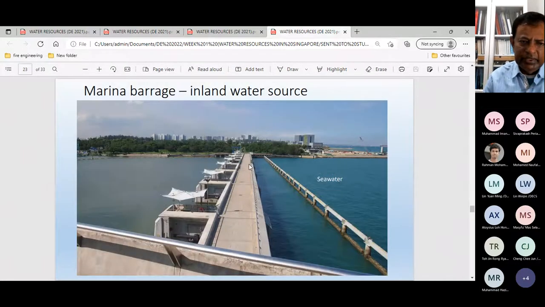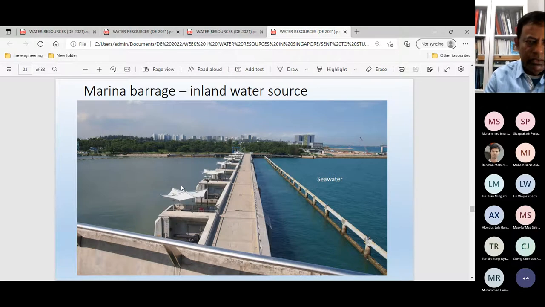I think you have seen the retention structure, and you can see the difference in the color. You can see that seawater is a little deep blue in color, and this Marina Bay is a much reduced blue color when you compare it with the seawater. But the water is still high in salinity on this side.